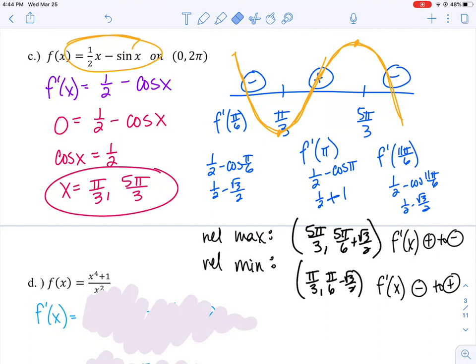A little bit of trig in there, so please, please, please make sure you know your unit circle. Remember that I have blank ones in Canvas that you can print out and practice so that you know those values.